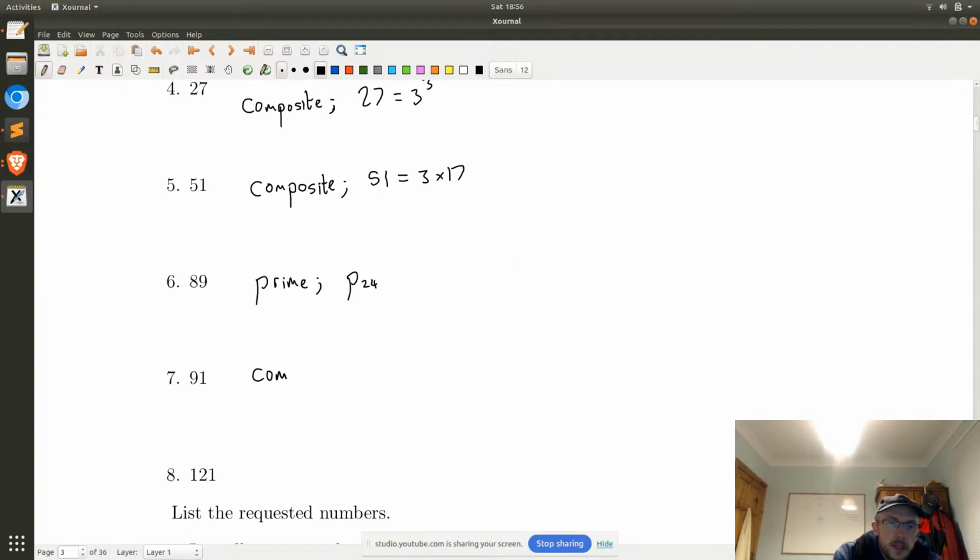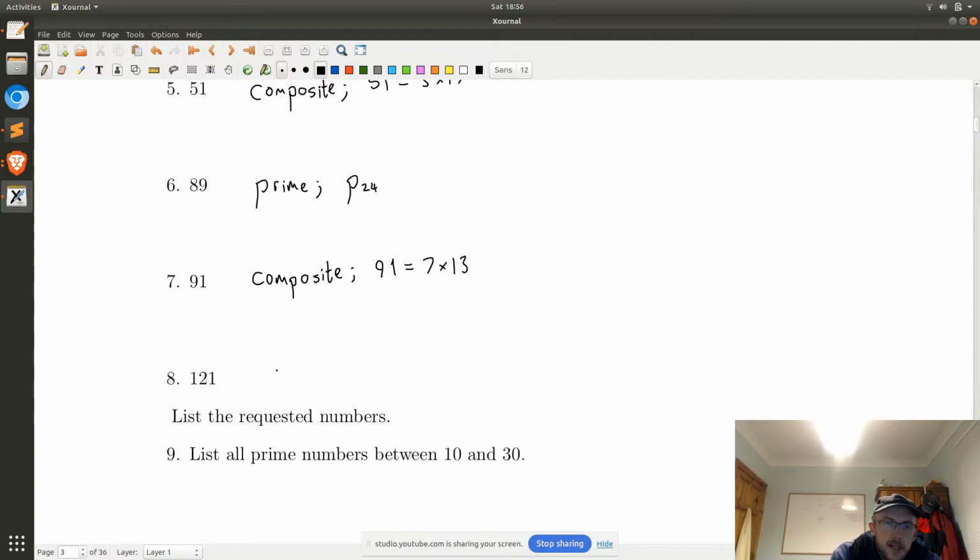91 is composite. 91 is 7 times 13. And 121 is composite. It's the 11th square number.